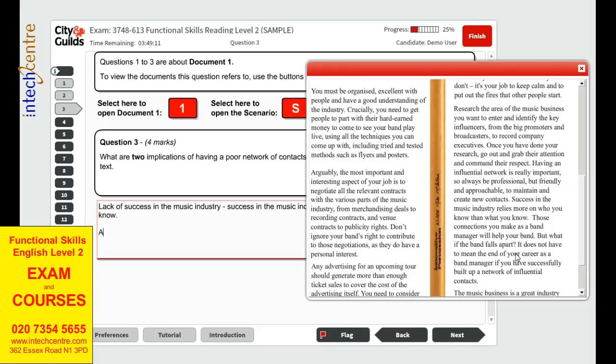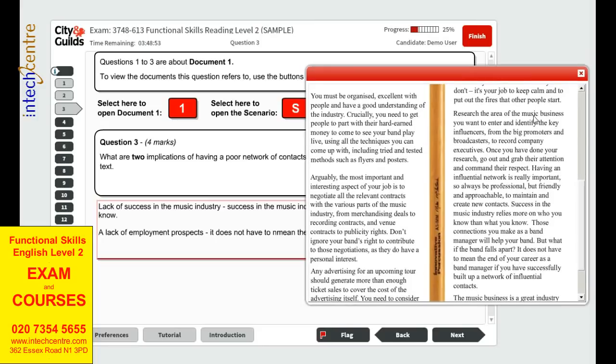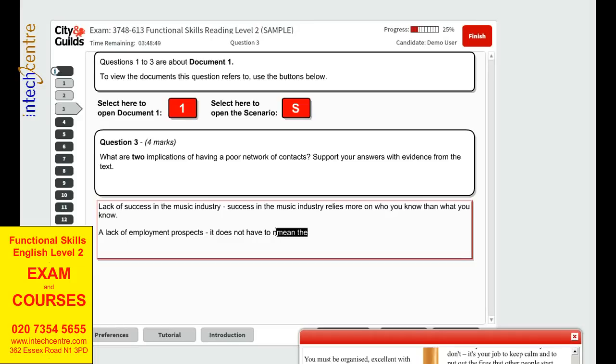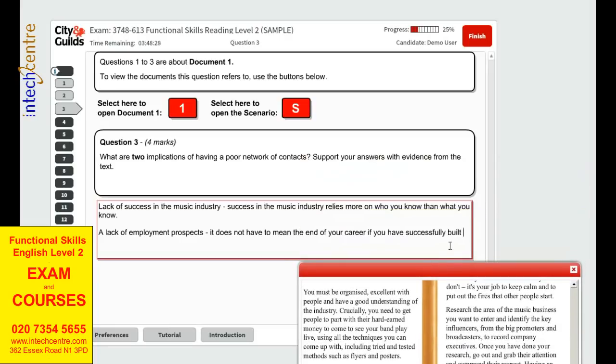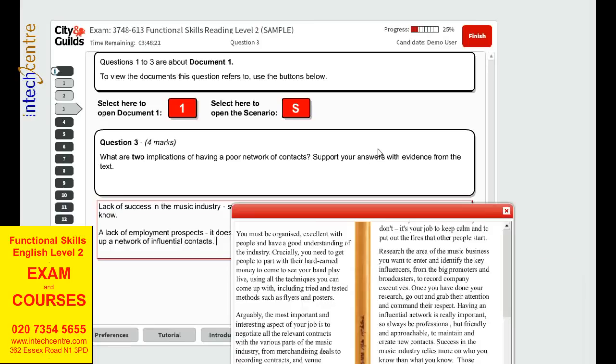So essentially, you could say a lack of employment prospects. It does not have to mean the end of your career if you have successfully built up a network of influential contacts. Again, you can move the document around.